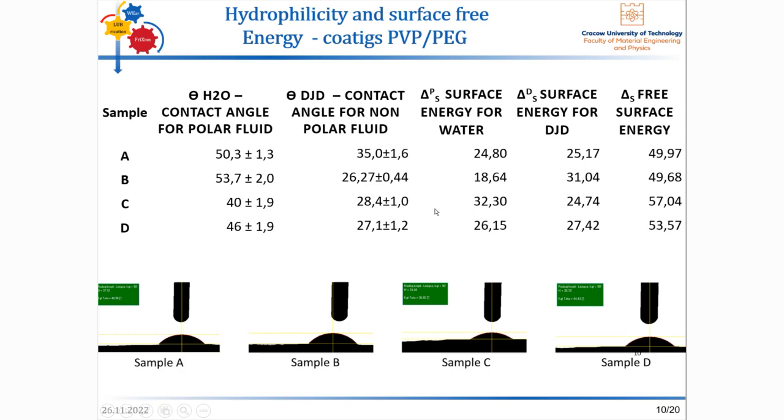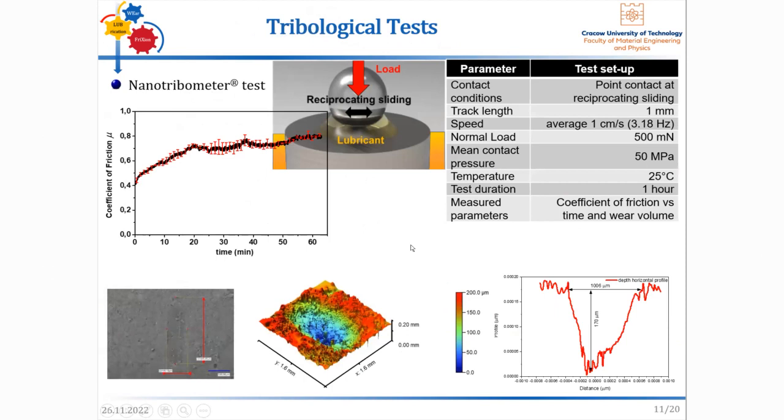Now we switch to the tribological test. Here we have used a nanotribometer in order to simulate this high reciprocating motion. The load is moderate, approximately 500 millinewtons, and we use a ball against our plates, our polymer-ceramic composite. Below you can see the coefficient of friction versus time, which is one factor that we measure. The second factor we measure in tribological measurements is the wear of our biomaterial. We can calculate the volume of wear and also the depth and the width of such a wear scar.